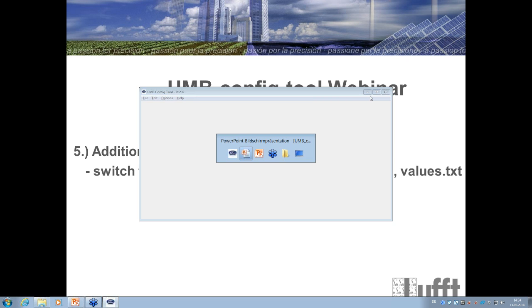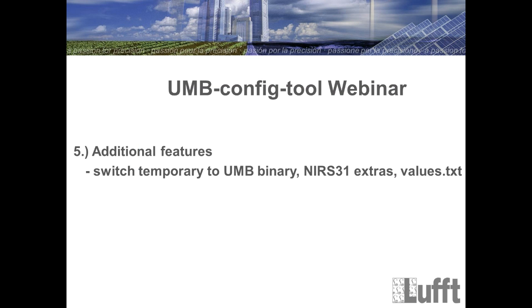And the last thing I want to show you is, of course, the values.txt file. I always get the request: when the customer or the people installing the stations are in front of the stations, how can they have information for the end user or the customer that the station was really working? Because if you start the measurement, it will be shown in the UMB-config tool, but if you close the UMB-config tool, these measurements are gone, right? So we have implemented a values.txt.